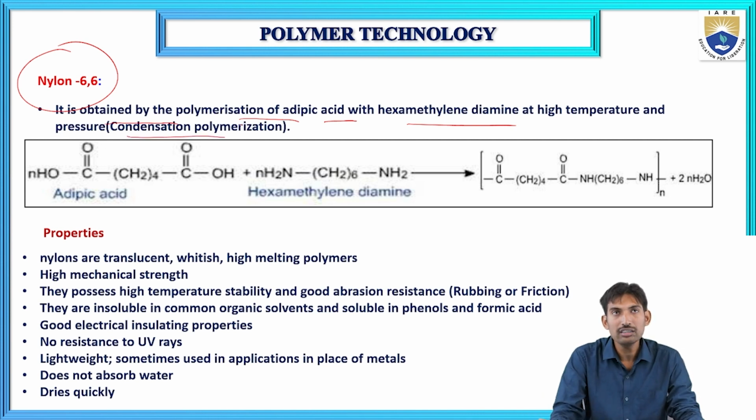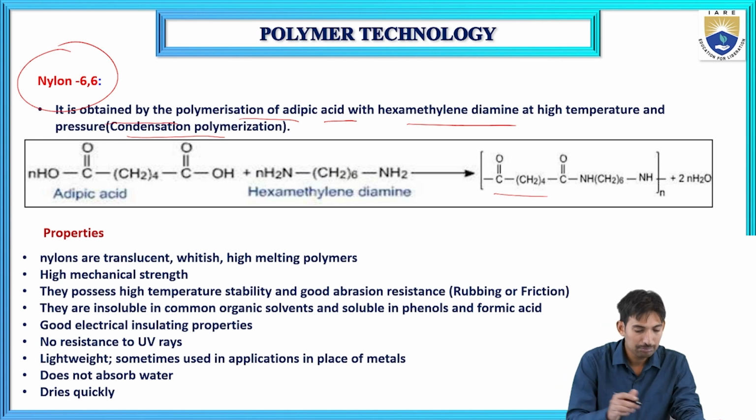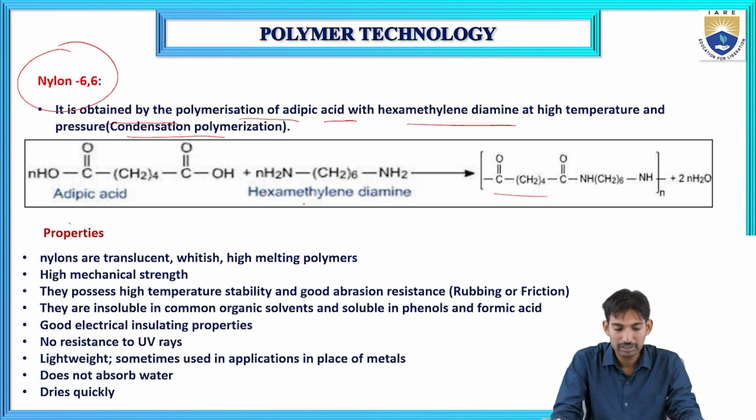What are the monomers present in nylon 6,6? The adipic acid and hexamethylene diamine. These two monomers undergo condensation polymerization to produce nylon 6,6. The adipic acid reacts with hexamethylene diamine at high temperature and pressure, and forms nylon 6,6.